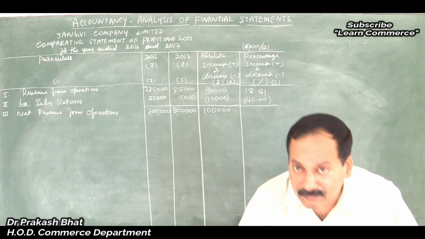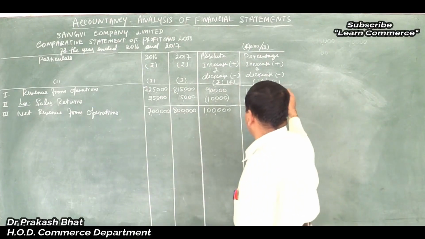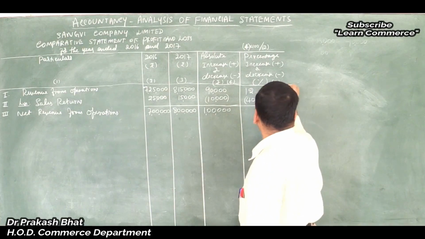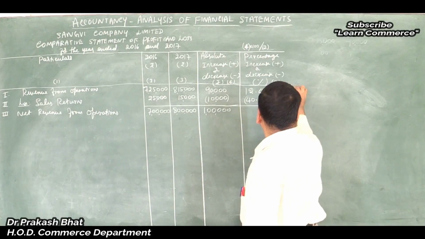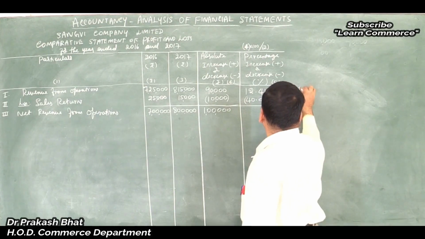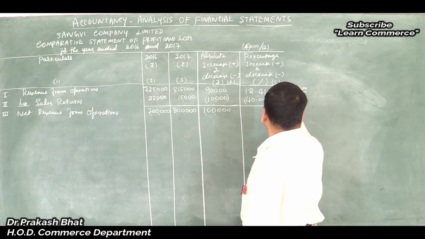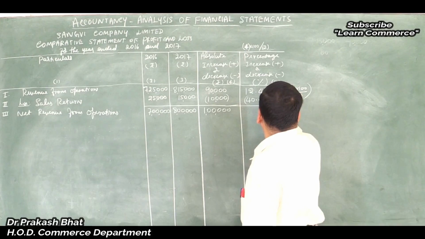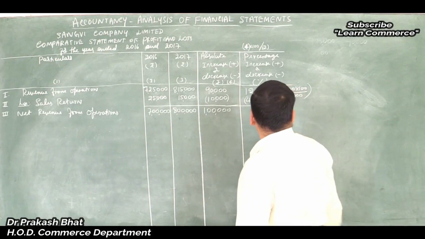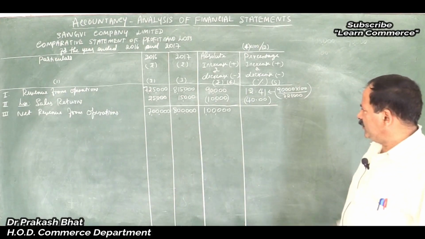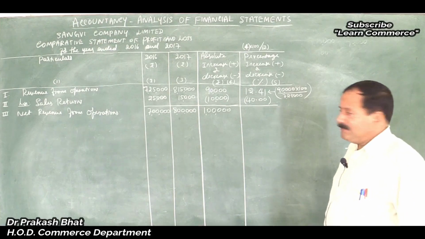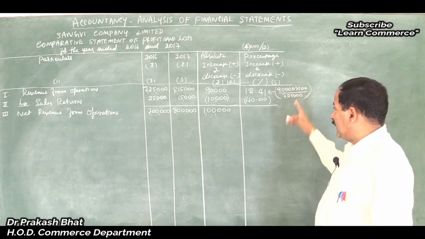For this, I will write here, then you will understand. 90,000 into 100 divided by 7,25,000. This is how you have to calculate. That's the formula. In the same way, for others you have to calculate. Clear? Write this using a pencil, not a pen.